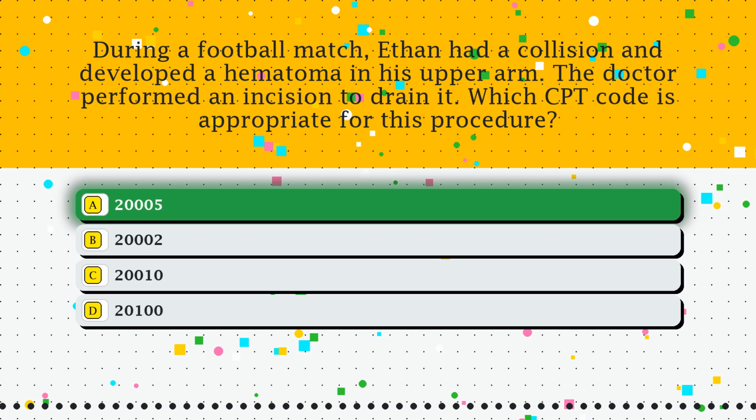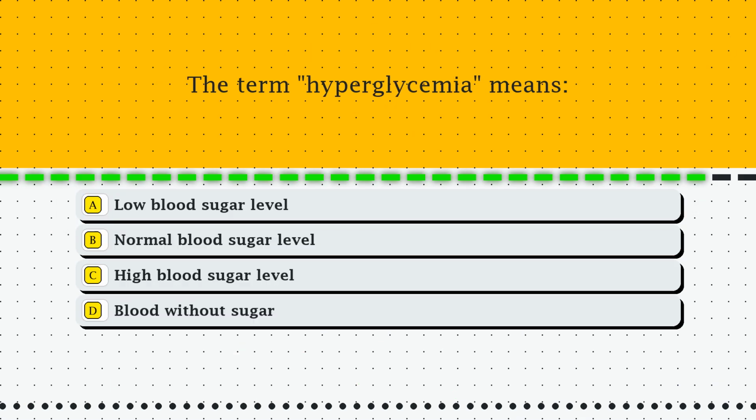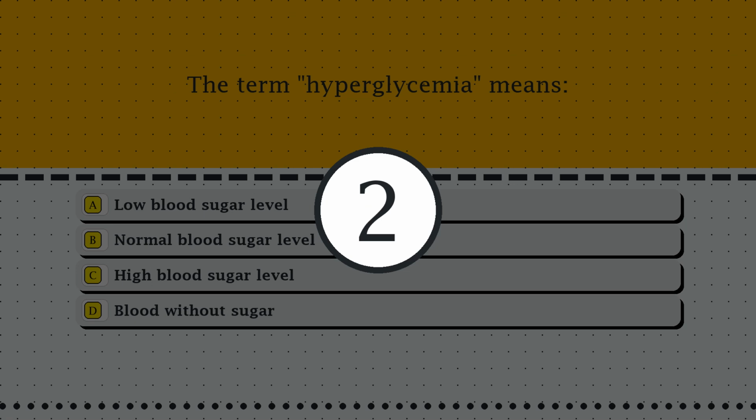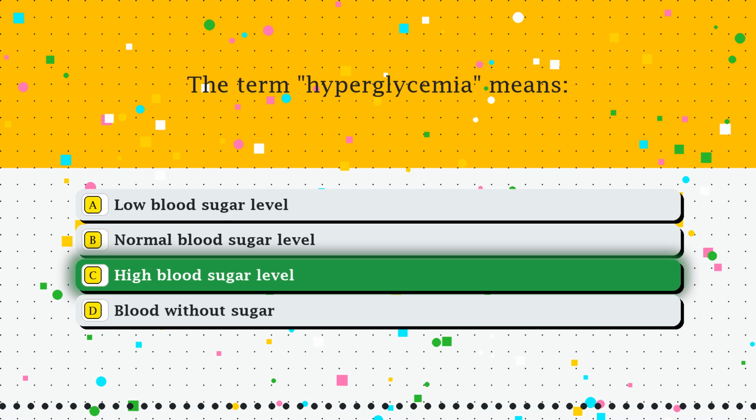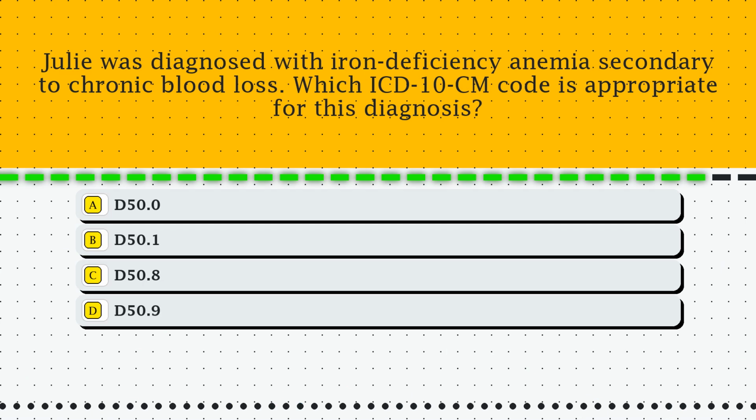The correct answer is option A, 20,005. Question 272. The term hyperglycemia means: Option A, low blood sugar level. Option B, normal blood sugar level. Option C, high blood sugar level. Option D, a blood without sugar. The correct answer is option C, high blood sugar level.